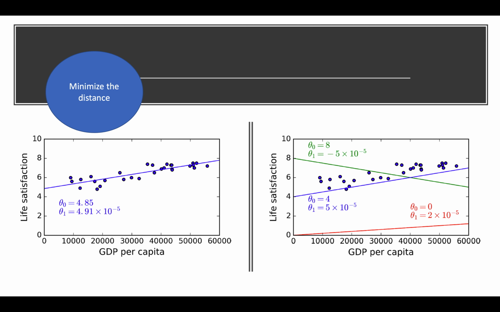And this is where the linear regression algorithm comes in. We feed in the training examples and it finds the parameters that make the linear model fit best to the data. This is called training the model. And in our case here, the algorithm finds the optimal values to be theta 0 equal to 4.85 and theta 1 equal to 4.91 multiplied by 10 to the power minus 5.